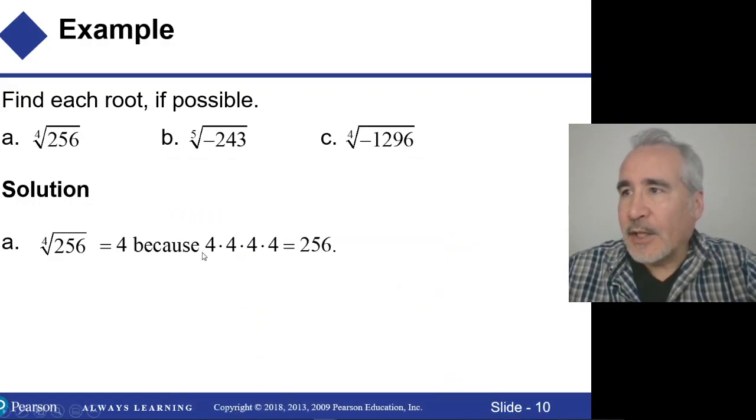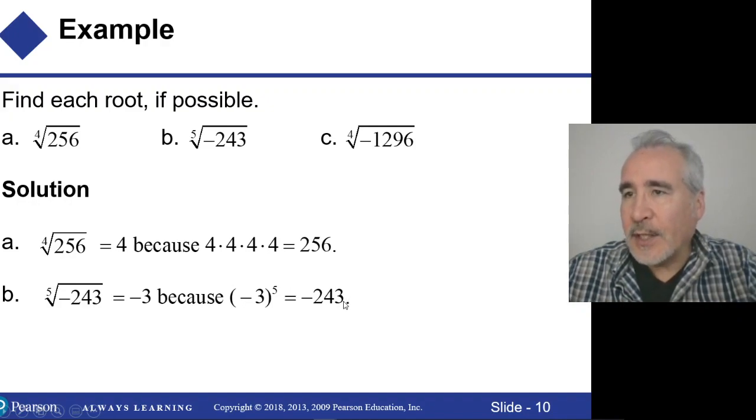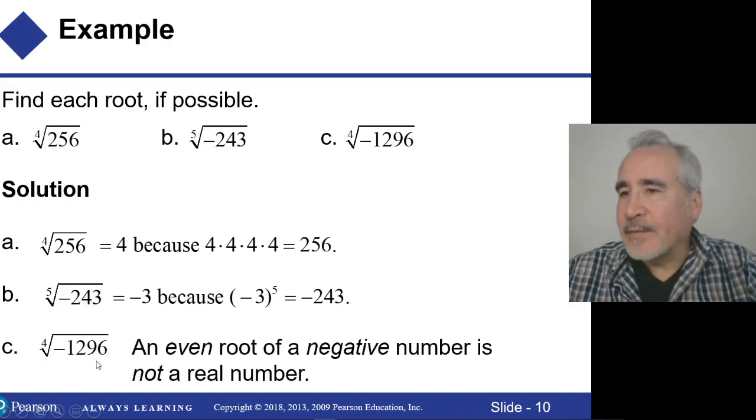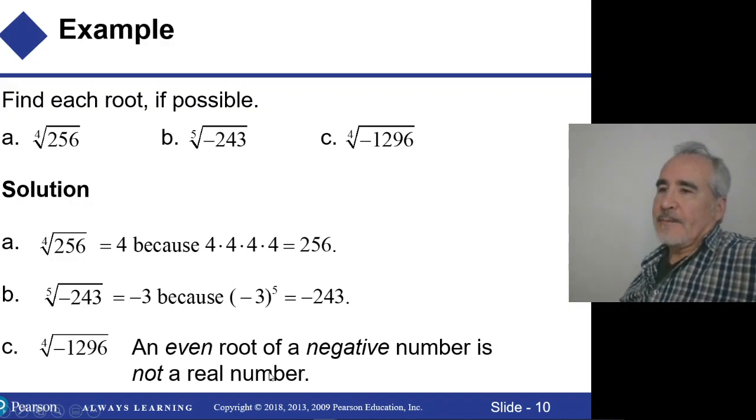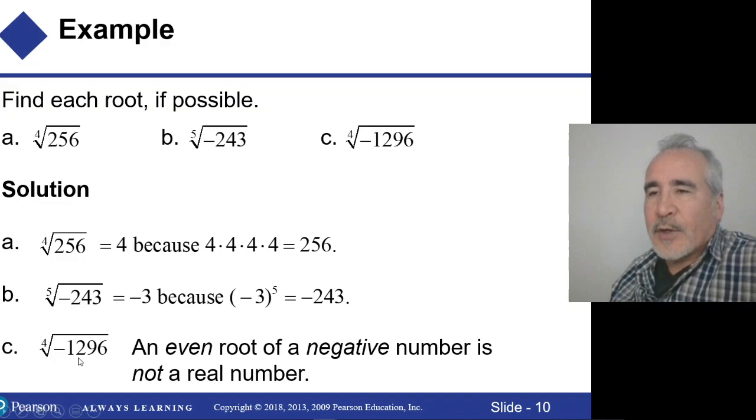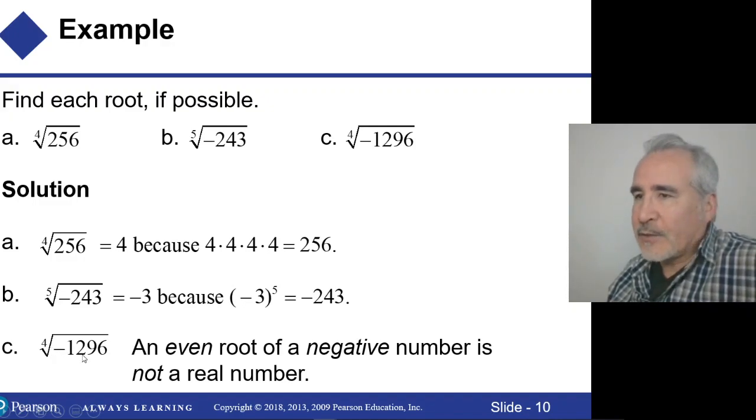Okay, so there we get, because 4 times 4 times 4 times 4 is 256. This one, we looked that up. That's going to be negative 3, because negative 3 to the 5th is negative 243. And this last one, there's no answer. An even root of a negative number is not a real number. So watch for that. Don't spend too much time working through these, because since it's even and this is negative, we're done. We just walk away.